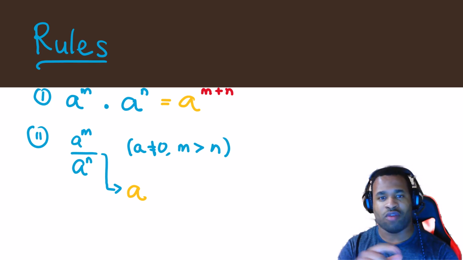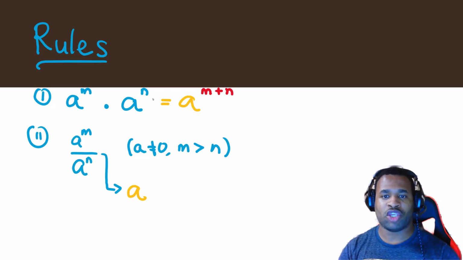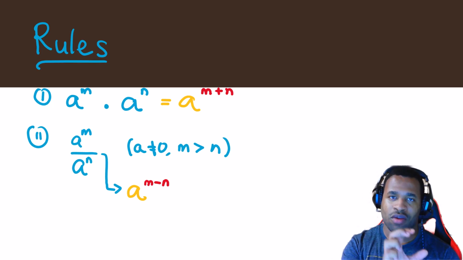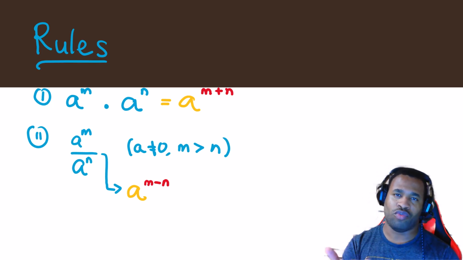The opposite of what we did for the multiplication, which is instead of addition, we're going to subtract the exponent. And so what that results in is m minus n. And this here is case scenario number 1 for law number 2 or rule number 2.